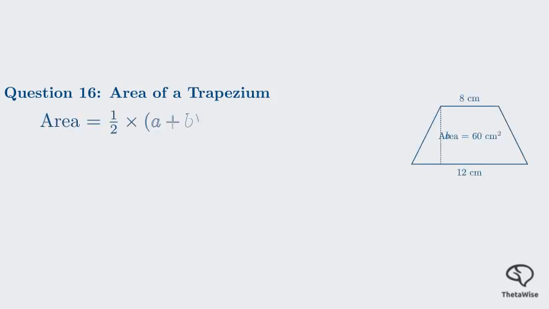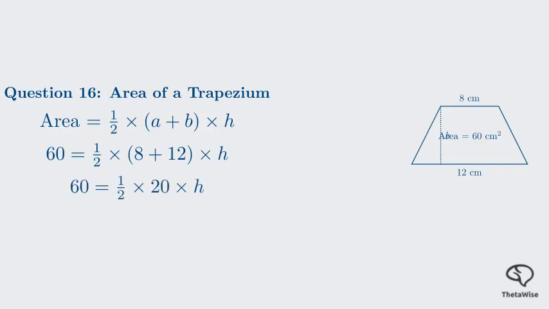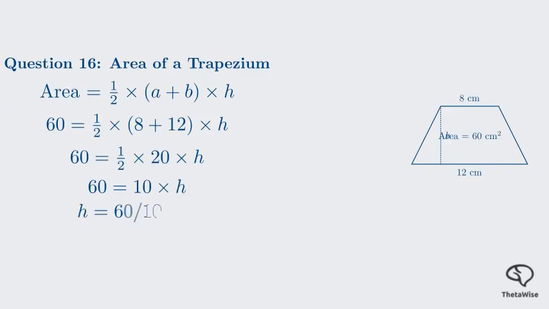In question 16, we have a trapezium with an area of 60 square centimeters. We need to find the height, h. The formula for the area of a trapezium is one half times a plus b times h, where a and b are the lengths of the parallel sides. From the diagram, the parallel sides are 8 and 12. 60 equals 1/2 times 20 times h. 60 equals 10 times h. Now we solve for h by dividing both sides by 10. So, the height h is 6 centimeters.